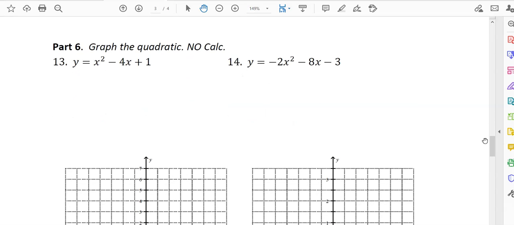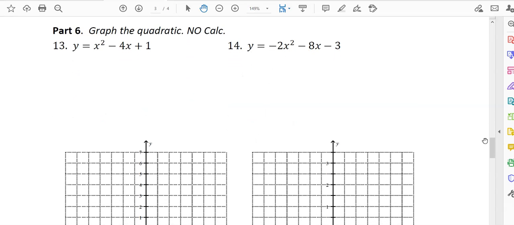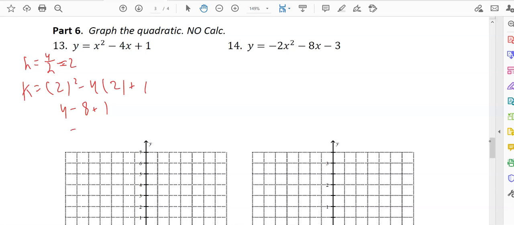Getting there. Okay, graph the quadratic. The reason I left a little room there is you might want to use your HK method to maybe get the vertex here. So I'm going to try that. So H equals opposite B over 2A. So that'd be 4 over 2 times 1, which is 2. So K is going to be, I'm going to plug that in. So everywhere there's an X, I'm going to plug in a 2. So it'd be 4 minus 8 plus 1. That's 5 minus 8 is negative 3. So K is negative 3. So my vertex is at 2 comma negative 3.